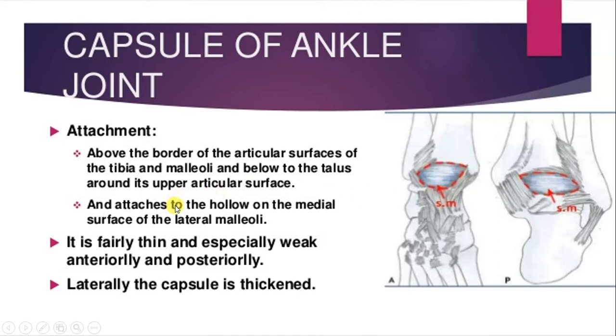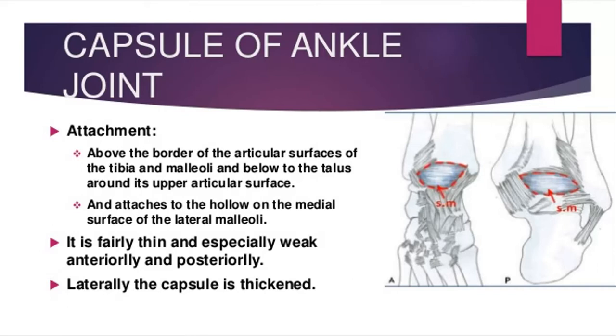And it attaches to the hollow on the medial surface of the lateral malleolus. It attaches there. It is fairly thin and especially weak anteriorly and posteriorly because of the movements occurring there. Laterally the capsule is thickened, and it will form the ligaments. So we have understood the capsular attachment.